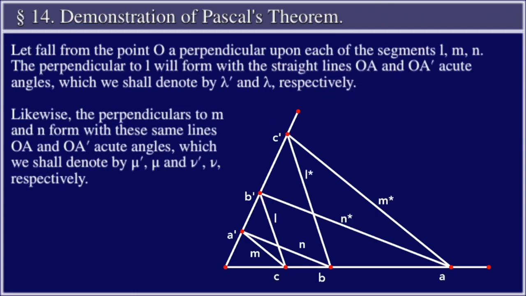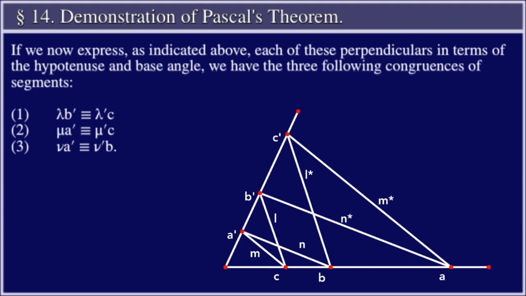Let fall from the point O a perpendicular upon each of the segments l, m, and n. The perpendicular to l will form with the straight lines OA and OA' acute angles, which we shall denote by lambda' and lambda respectively. Likewise, the perpendiculars to m and n form with these same lines OA and OA' acute angles, which we shall denote by mu' mu and nu' nu respectively.